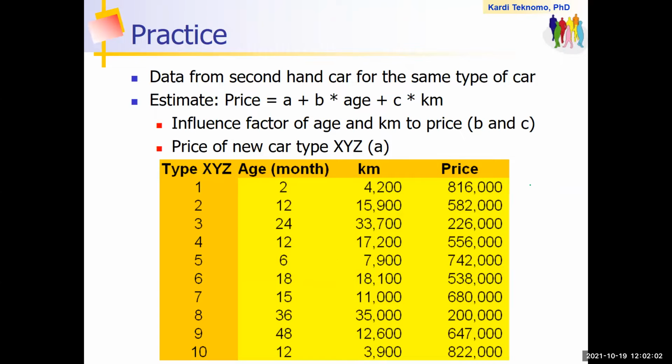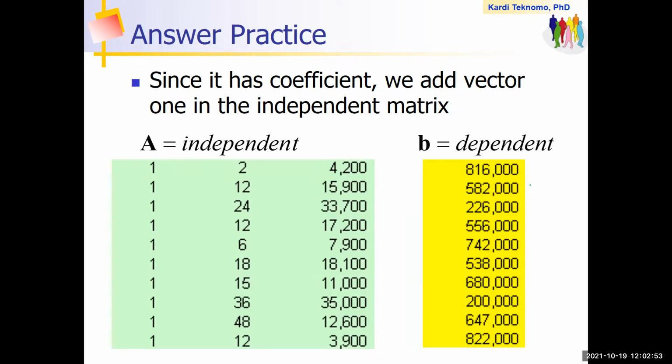Okay, so now I want you to practice this today. This is the data from second-hand cars of the same type. So let's do what is called multiple linear regression. The input will be age and kilometer, so how many months and how many kilometers. And this is the price. You can multiply by 1,000 or any price. So the question is, can you do it using matrix?